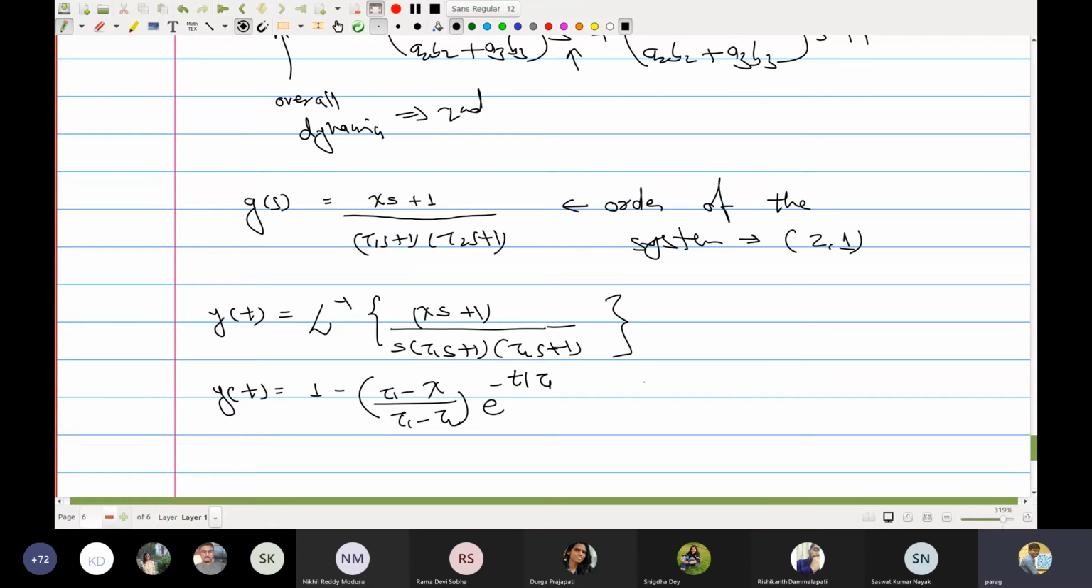I'm writing a lot of expressions directly because I personally feel they are trivial to be solved by pen and paper. In case anybody has any doubt or has forgotten the procedure, please write an email or send a message on Teams. I will give the details, or at least tell how to do it. Minus tau 2 minus psi upon tau 2 minus tau 1 e to the power minus t upon tau 2.